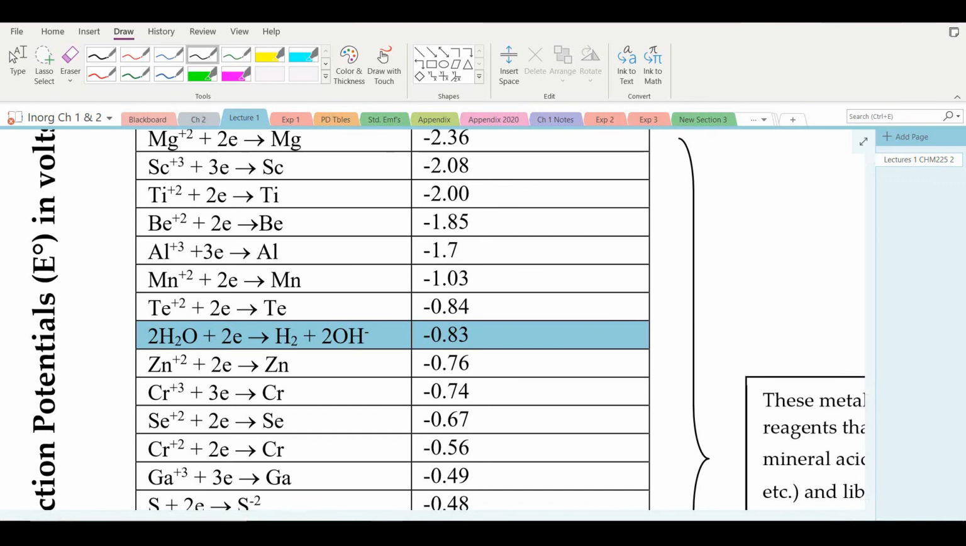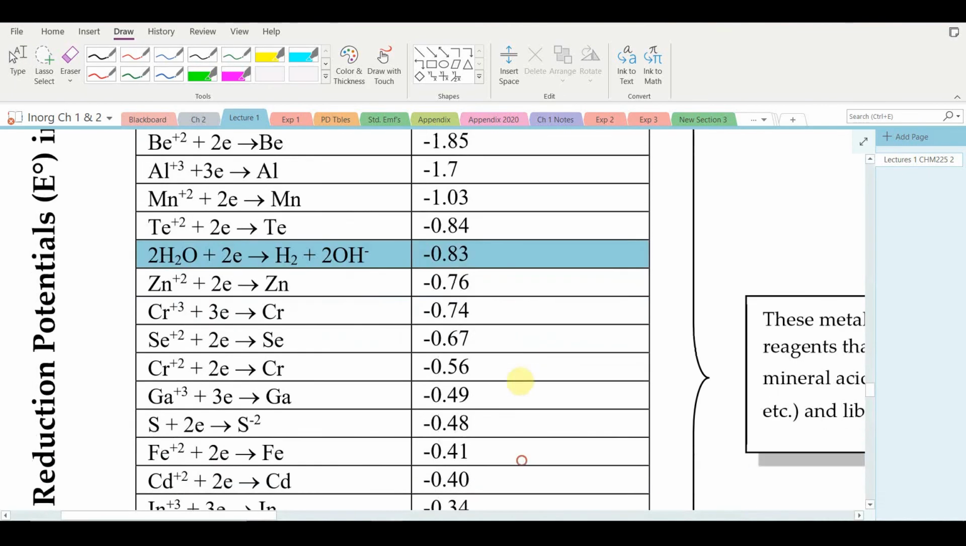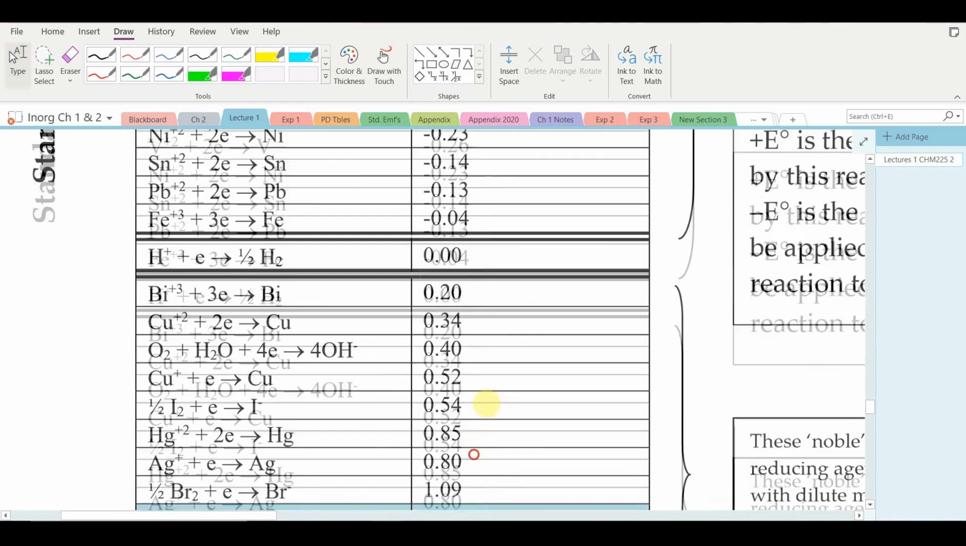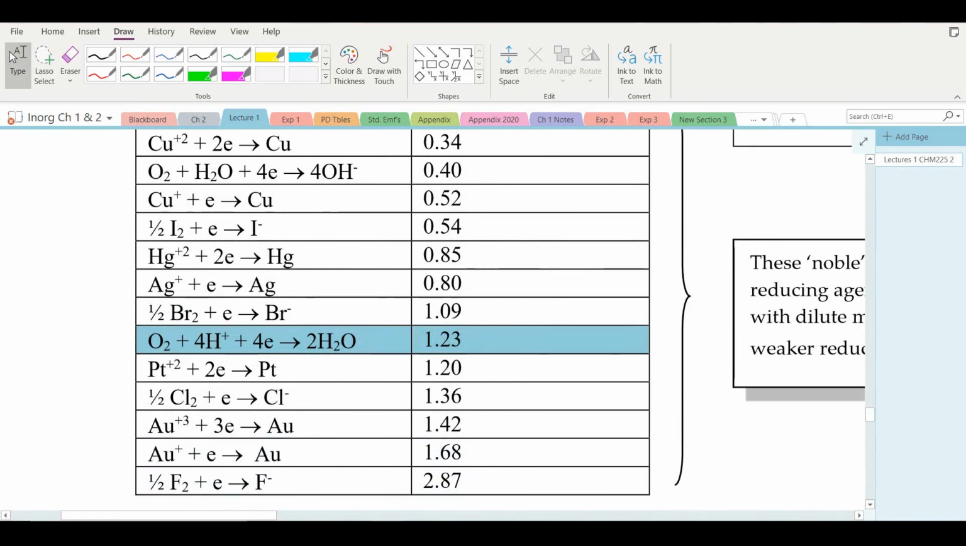That's only half of the reaction. The other half is the oxidation of water to hydrogen ion and oxygen. If we go down further, we'll find that reaction here in blue as well, but you'll notice it's reversed. Here it's written as the reduction of oxygen and hydrogen ion to produce water. We have to reverse this.